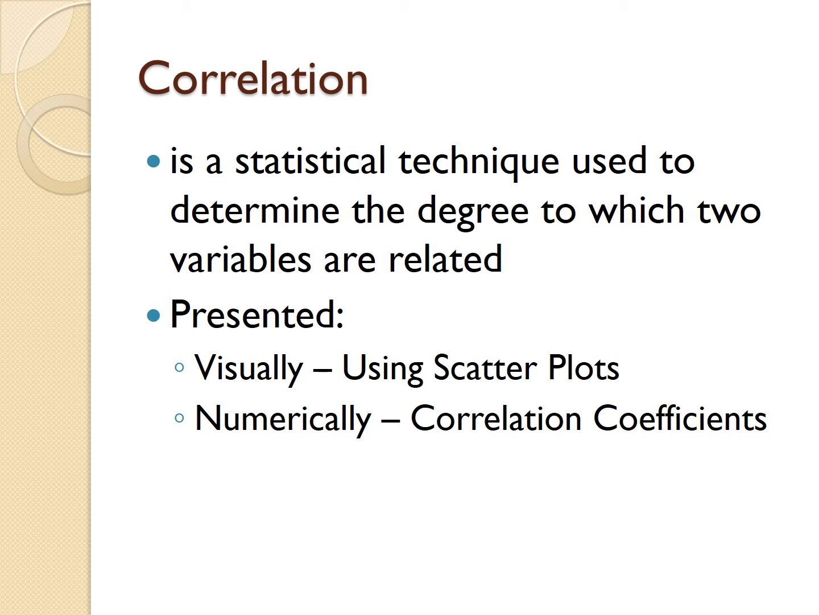Correlation. Correlation describes the strengths of linear relationships between two variables. It's a statistical technique used to determine the degree to which two variables are related. Correlation could be presented visually or numerically. We'll be looking at both this week. For visual presentation of correlation, we use scatter plots. And the numerical way of expressing or presenting correlation would be correlation coefficients.